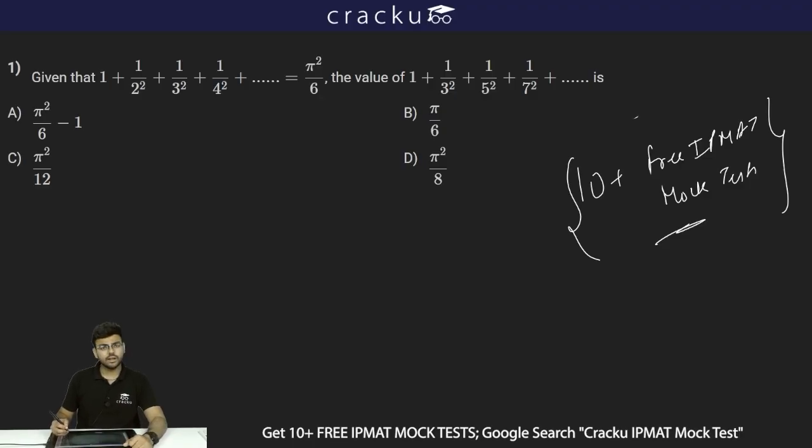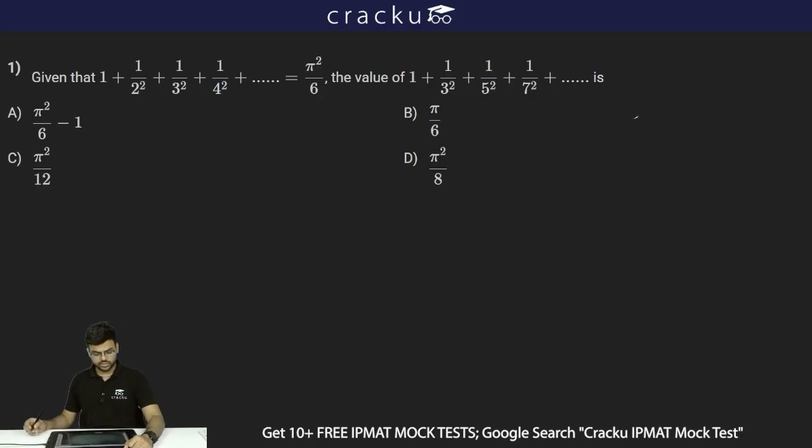So with this, let's start today's questions. This is our first question. It is given that 1 plus 1 by 2 square plus 1 by 3 square plus 1 by 4 square up till infinity is equal to pi square by 6. What is the value of 1 plus 1 by 3 square plus 1 by 5 square plus 1 by 7 square up till infinity?